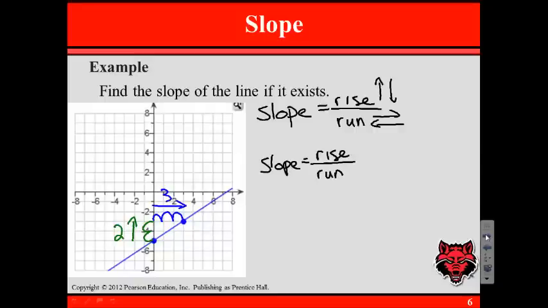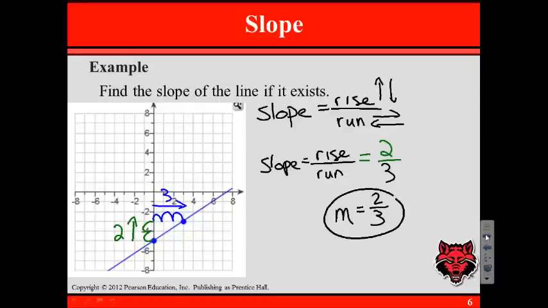The rise, the amount that we had to go vertically to get to the next point, was 2. The run, the amount we changed horizontally, was 3. So the slope in this case, which we always represent with the letter m, equals 2 over 3, or 2/3.